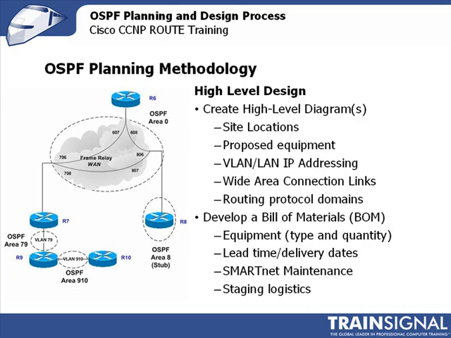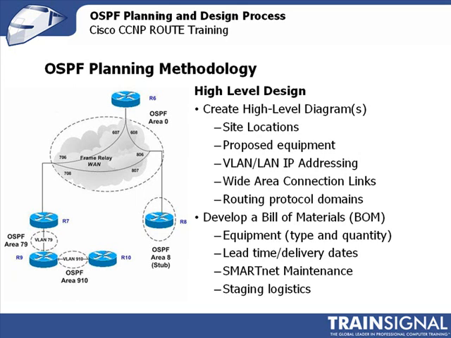High-level design is a part of the initial process. You'll need to create a diagram. Typically Visio is great for this. There are all sorts of icons and different things available. The types that you see pictured in the graphic to the left from our lab are actually available from Cisco. Make sure you have your site locations, the equipment that's proposed, your VLAN and IP addressing, your wide area links, your routing protocol domains. Develop a bill of materials.